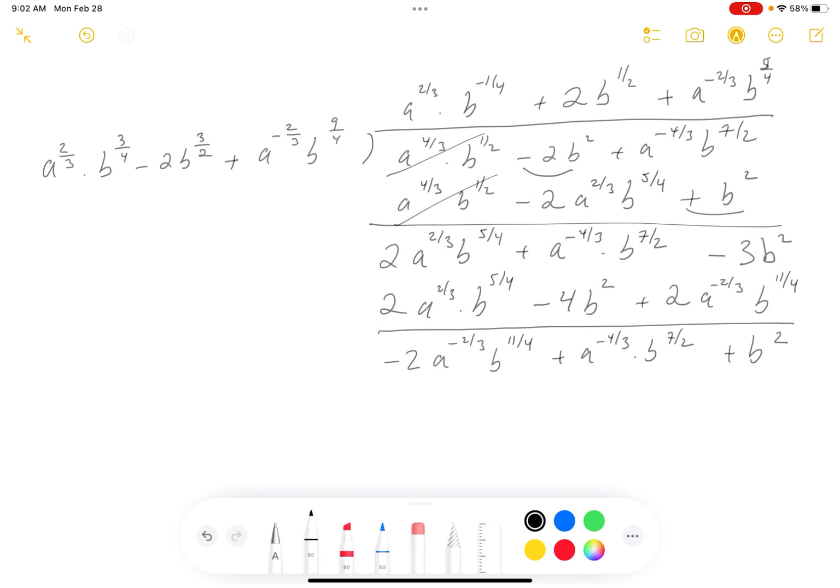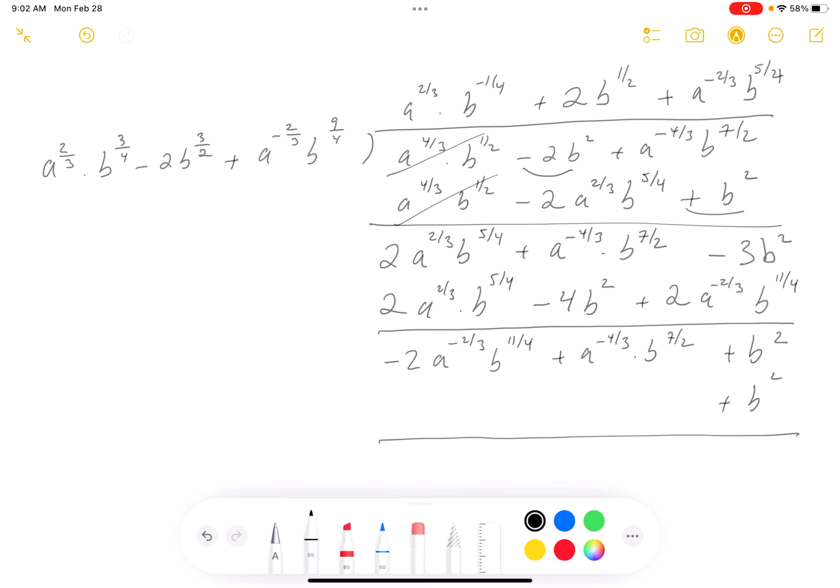Let me get my eraser out again. Well, let's be careful. Well, I did it again, didn't I? 5 quarters. Let's do it. First term would give me, well, there'd be no a's. 3 quarters and 5 quarters is 8 quarters, so it's b squared. That's a match.